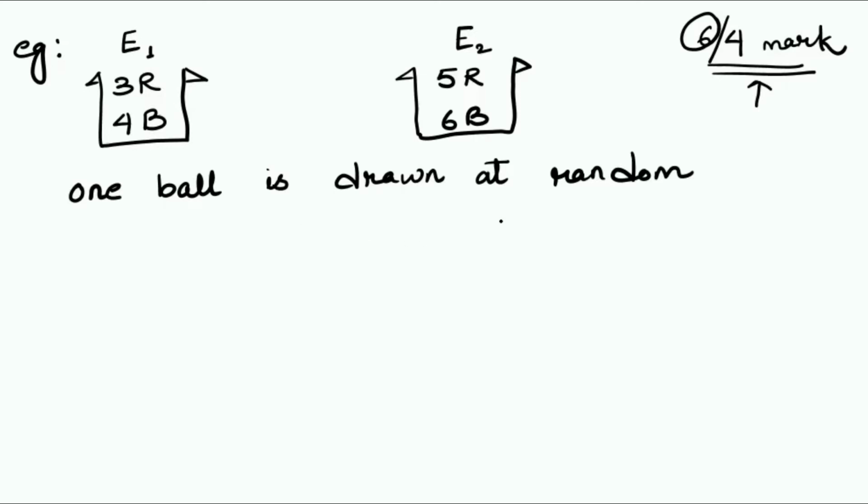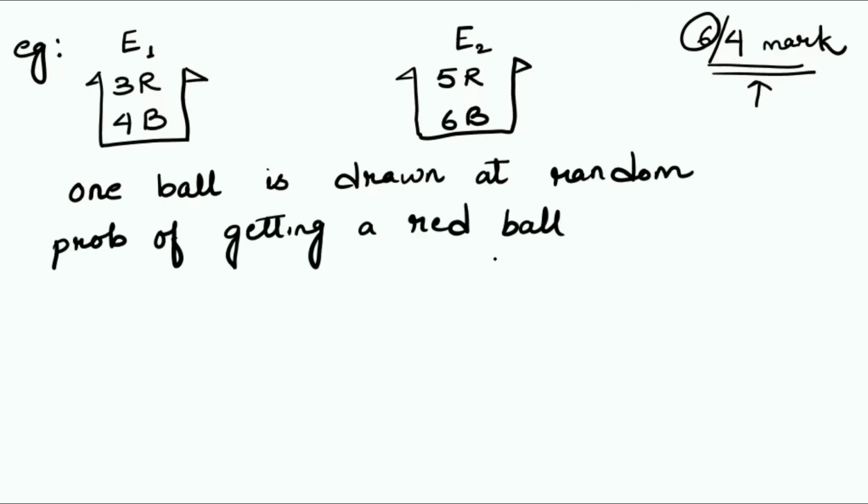So if I take out one ball at random, can you tell me the probability of getting a red ball? Let's denote it with R. By your idea, you will see how many red balls there are out of the total. Yes, you might say 8 by 18, but this will be wrong. Why will this be wrong?